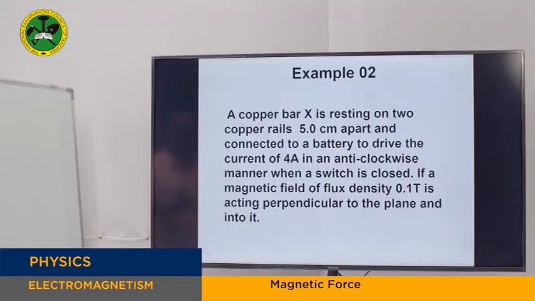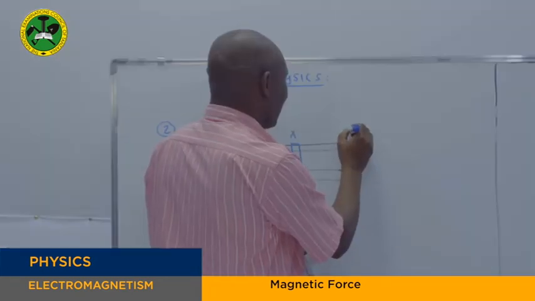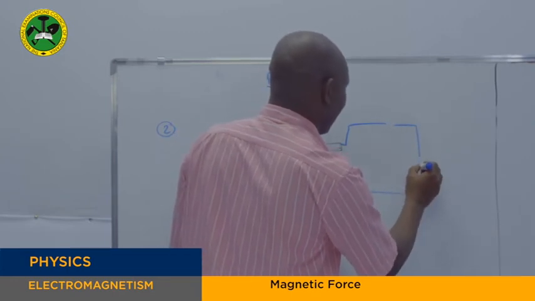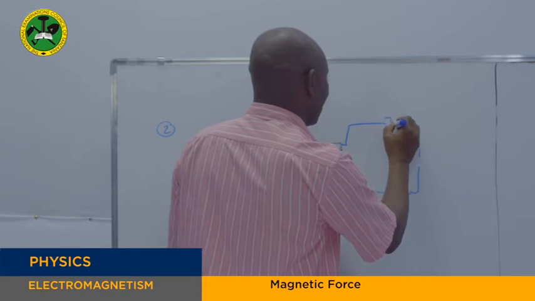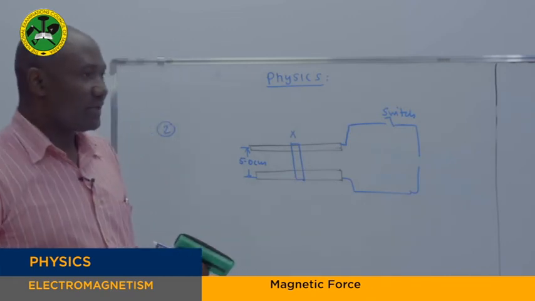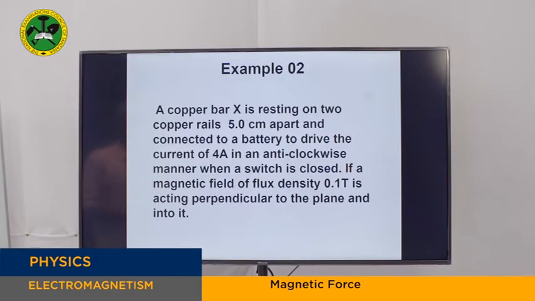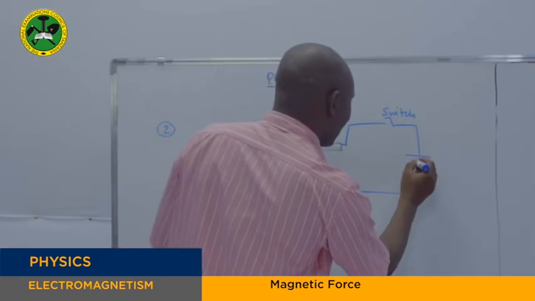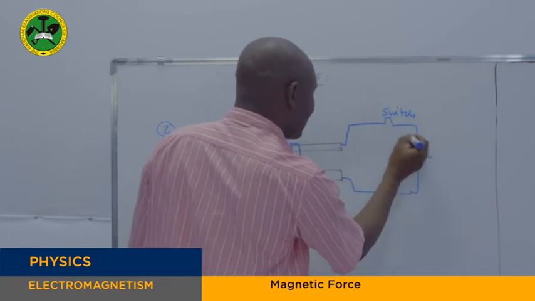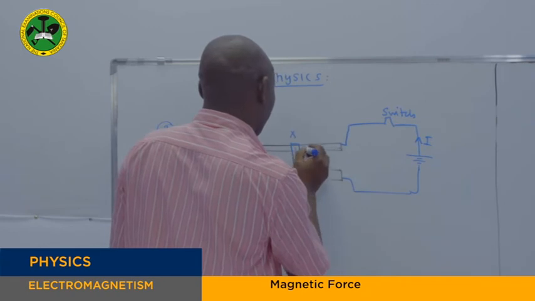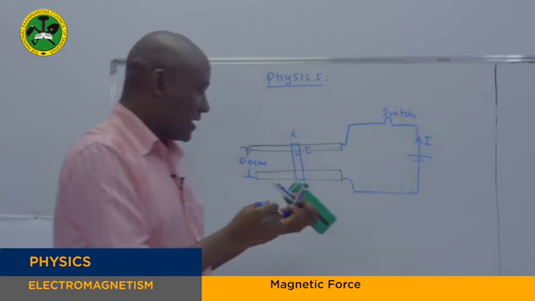The question says there is a connection. In order to connect a battery, you must connect a source with a wire. We are told this is a switch, and the current is supposed to be moving anti-clockwise, so this way. Our battery will be like that, so when the switch is closed, the current will be moving this way, and coming here. That's our anti-clockwise.